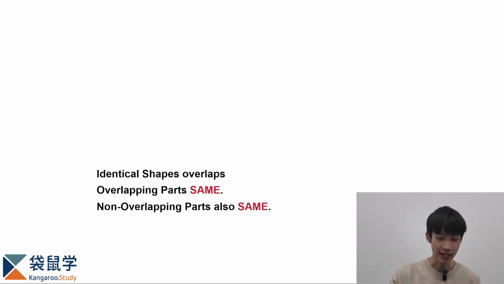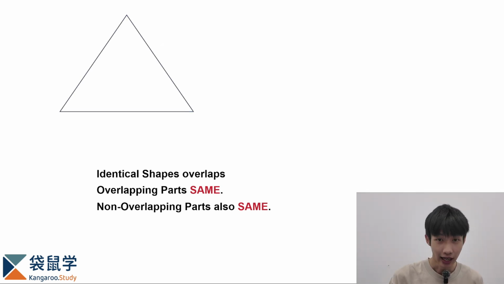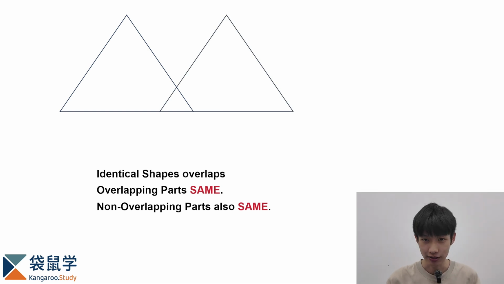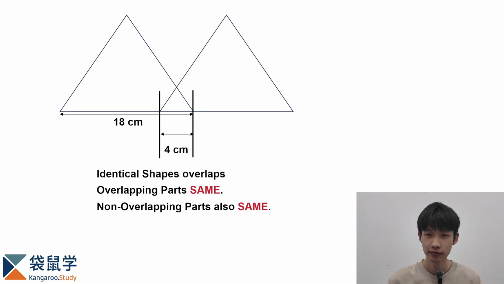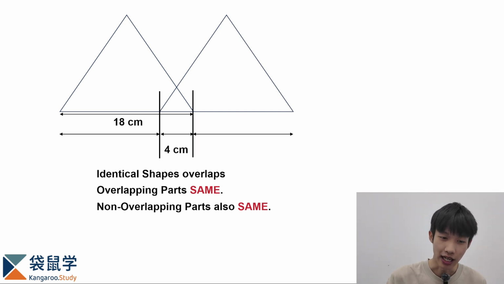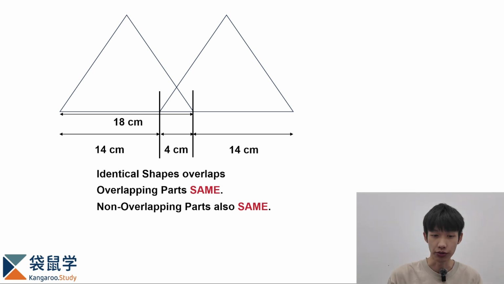For example, let's say I have a triangle, and I create another identical triangle. And the overlapping part, the base of one triangle is 18 and the overlapping part is 4 cm. Now, how about the remaining part? Left and right. Yes. One should be 14 and the other one also 14. And what relation between the overlapping part? Yes, they should be the same.